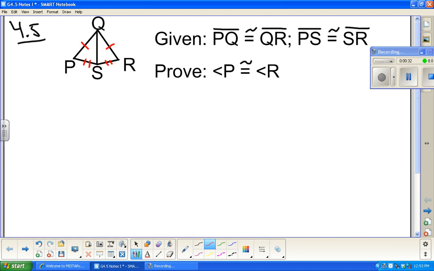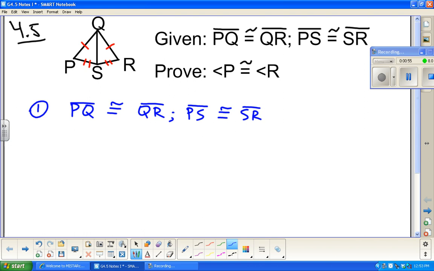Okay, and let's go ahead and state those as our givens in our first statement and see what we want to do from there. Okay, so statements and reasons. One, I'm just going to put both givens. PQ congruent to QR. I'm just going to put these both in one line here because they're just saying segments are congruent. And that was given to us.